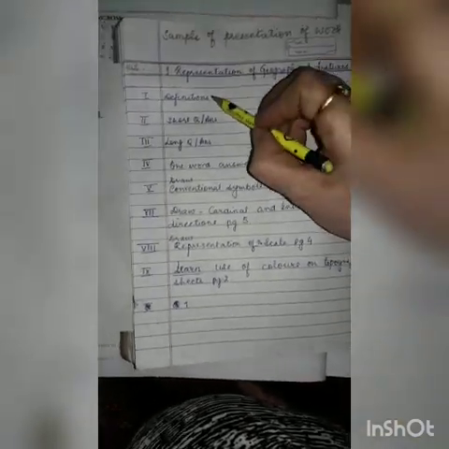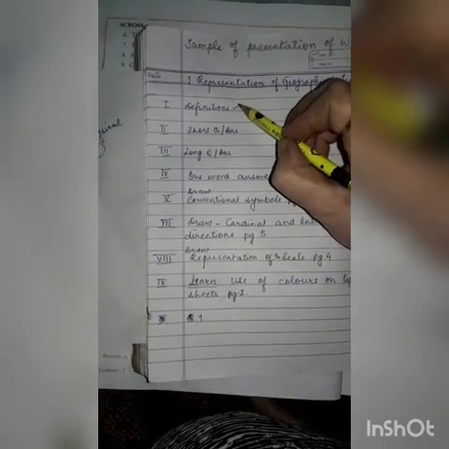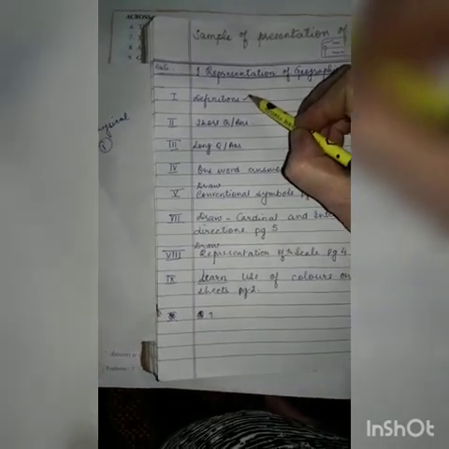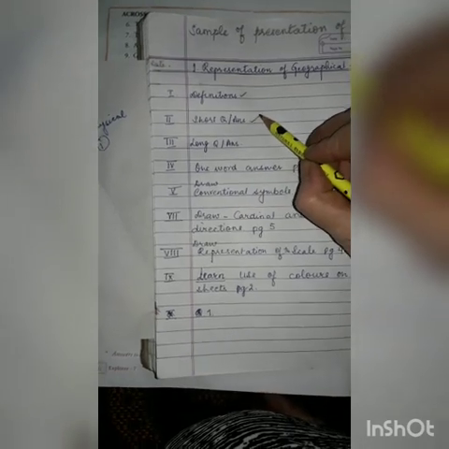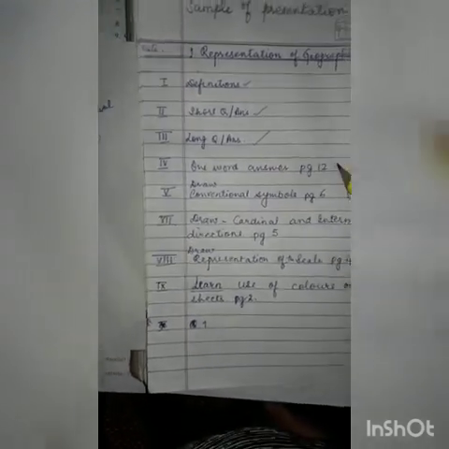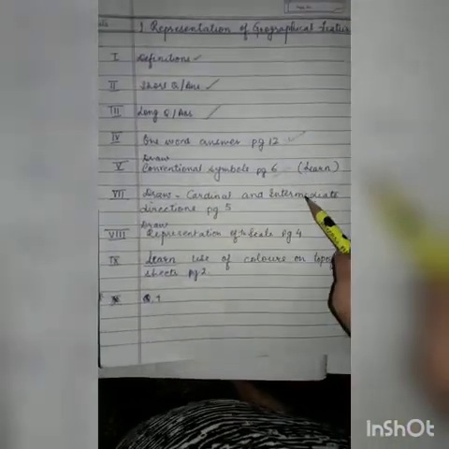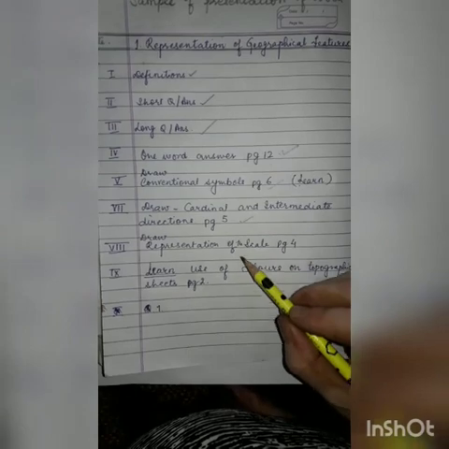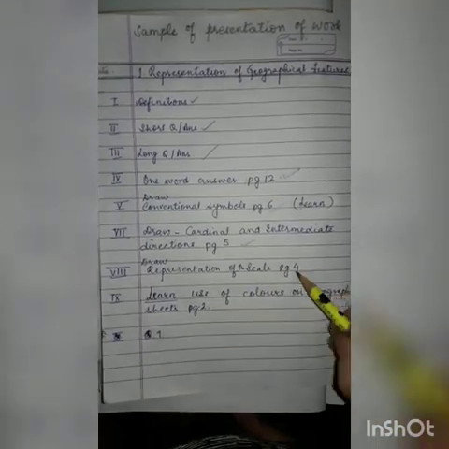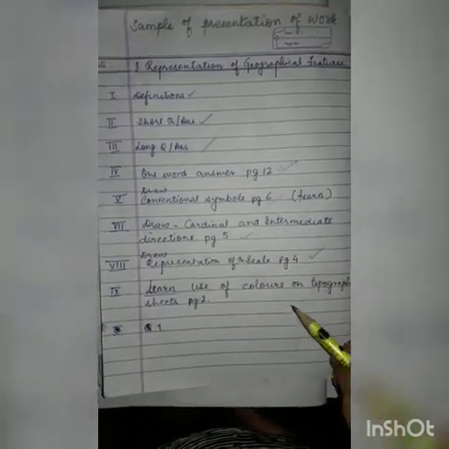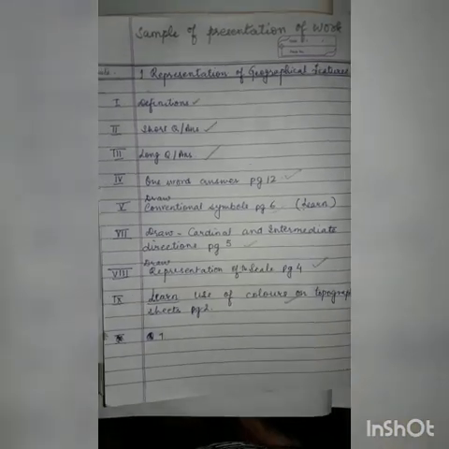In this chapter, definitions are to be learned with the bold black letters in between the chapter also. Learn it thoroughly. Short answer questions have to be done. Long answer questions have to be done. Page number 12, one word answers are to be learned. Draw this and learn. Cardinal and intermediate directions, learn. Representation of the scale, any one can be learned. And this also. Thank you.